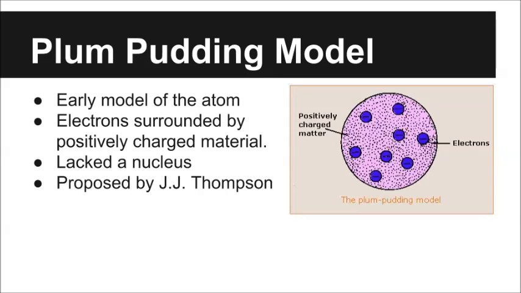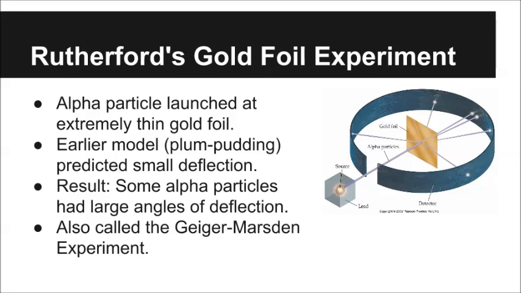That's where the name plum pudding comes from, because it kind of would look like plum pudding. As I said, proposed by J.J. Thomson, it is now wrong. In response to this, Rutherford wanted to test the legitimacy of this model, and he had two of his assistants, Geiger and Marsden. This experiment is called both Rutherford's gold foil experiment and the Geiger-Marsden experiment because of that.